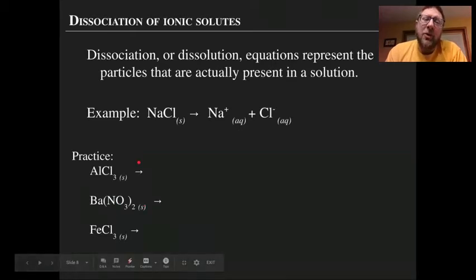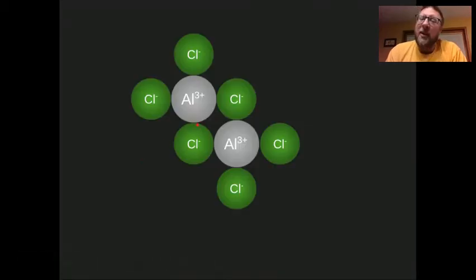All right, so aluminum chloride would look something like this. Notice it's not a 1 to 1 ratio like we saw with the sodium chloride. If we counted everything up here, we would see 2 aluminums and 6 chlorides. So a 2 to 6 ratio is the same as a 1 to 3 ratio. So the formula for aluminum chloride is AlCl3.